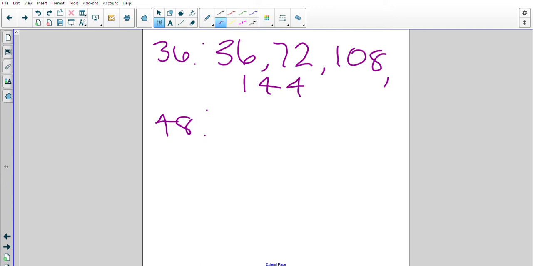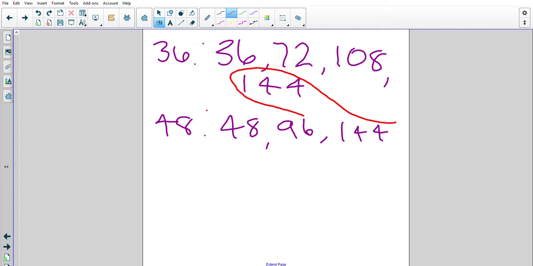Let's start with 48. 48 times 2 is, so we have 48. We have 96, and then 144. Thankfully, I can stop now because I see that my least common multiple is 144.